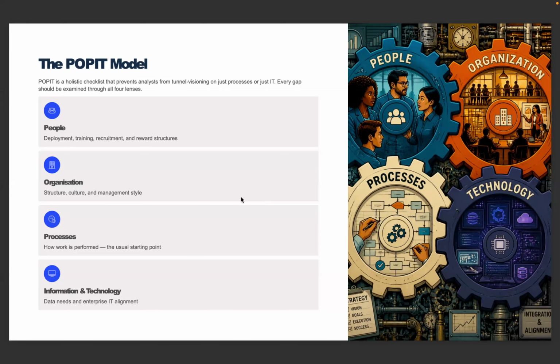So we understand that on the organization side, as I said previously, the company structure could be a factor, the culture, the management style, also the decision making can be a factor, and it falls under the organization side.